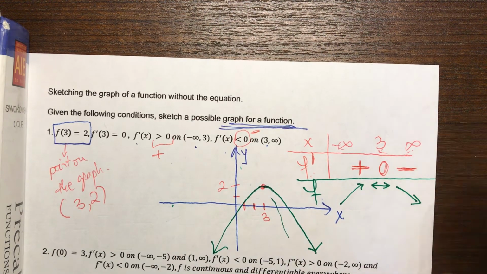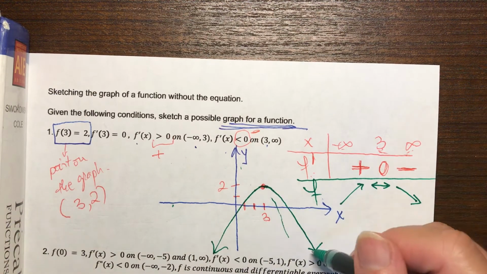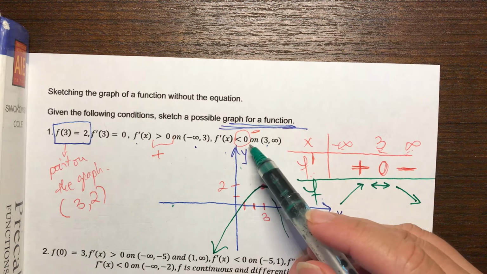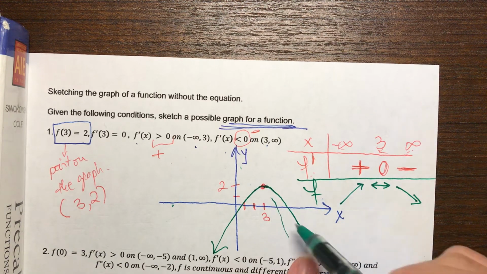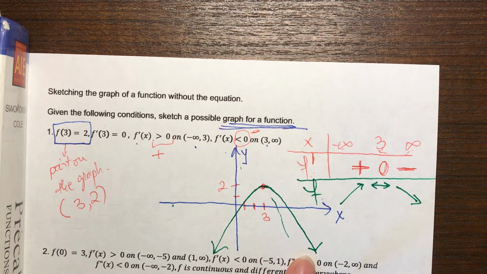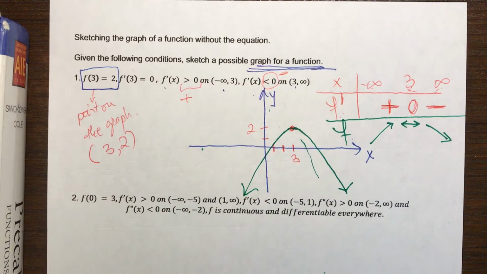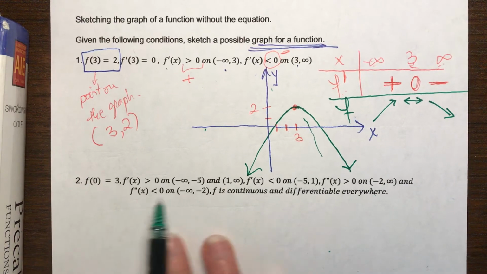But the point is, you can't do anything else. You can't make it turn again, because why? It says it's negative from 3 to infinity, so it's just going to have to keep on going down. Nothing else, right? So yeah, keep it simple. Right, this is a little bit more.